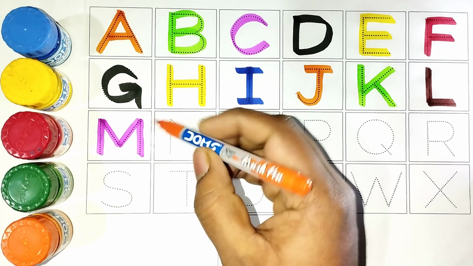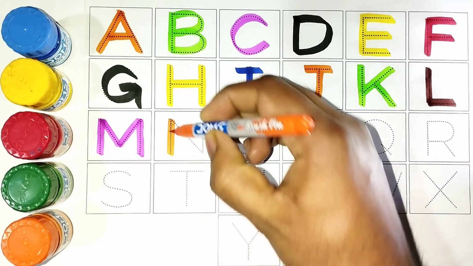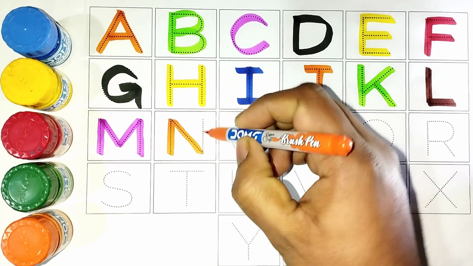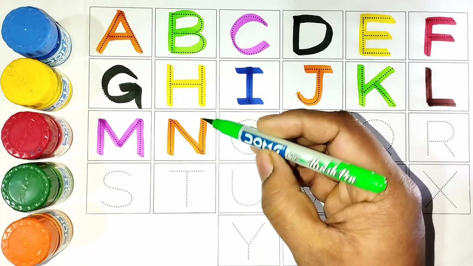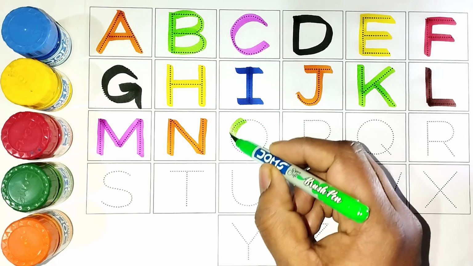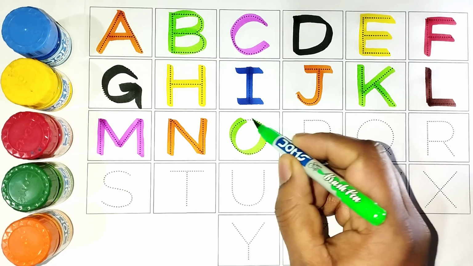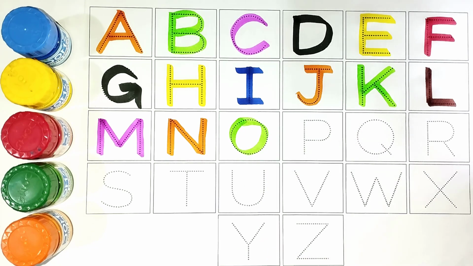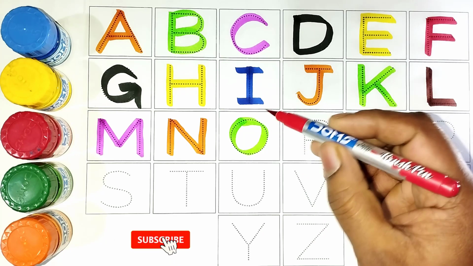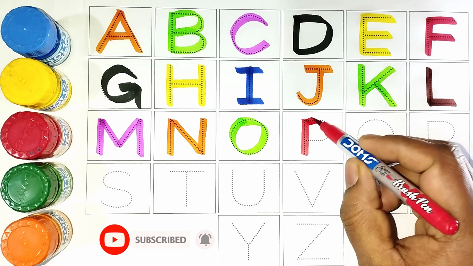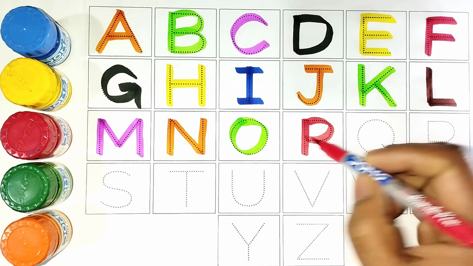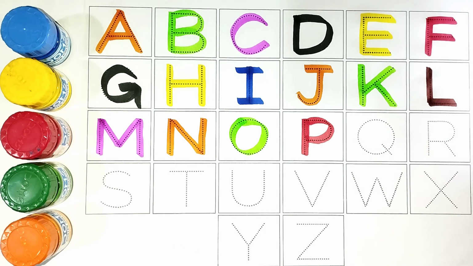Orange color. N for nest, N for nest. Light green color, O for ox, O for ox. Red color. P for pineapple, P for pineapple.